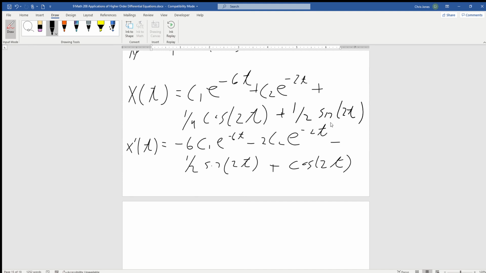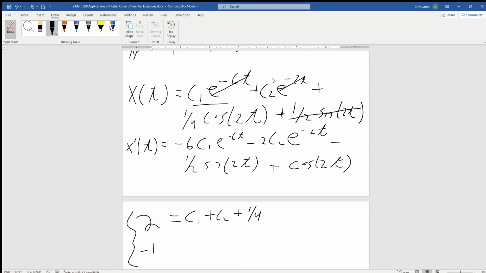Alright, so now we're going to substitute. We had 2 for x of t, and we had -1 for x prime of t. And when we substitute 0 back in, good things are going to happen. So when we substitute 0 back into this term, e to the minus 6t goes away, e to the minus 2t goes away, and then sine completely goes away. And the only thing we're going to be left with is just this 1/4 as well as c1 and c2. So we get c1 plus c2 plus 1/4.